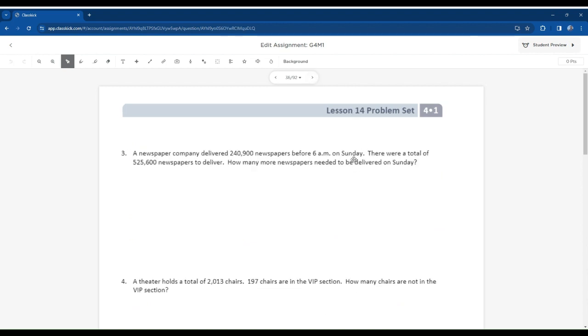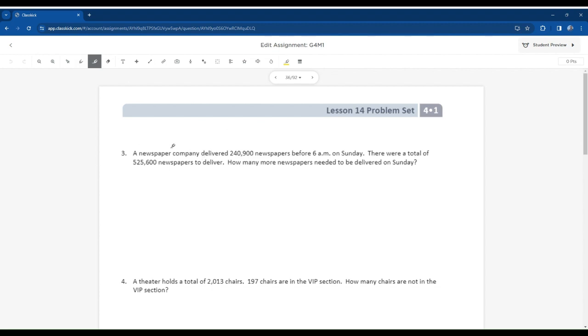Number 3 says a newspaper company delivered 240,900 newspapers before 6 a.m. on Sunday. There were a total of 525,600 newspapers to deliver. How many more newspapers needed to be delivered on Sunday?